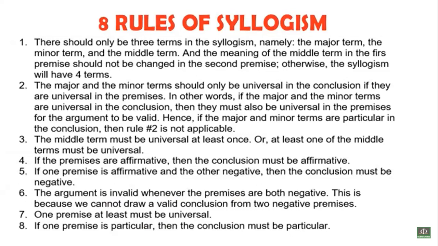5, if one premise is affirmative and the other negative, then the conclusion must be negative. 6, the argument is invalid whenever the premises are both negative. This is because we cannot draw a valid conclusion from 2 negative premises. 7, one premise at least must be universal. And 8, if one premise is particular, then the conclusion must be particular.